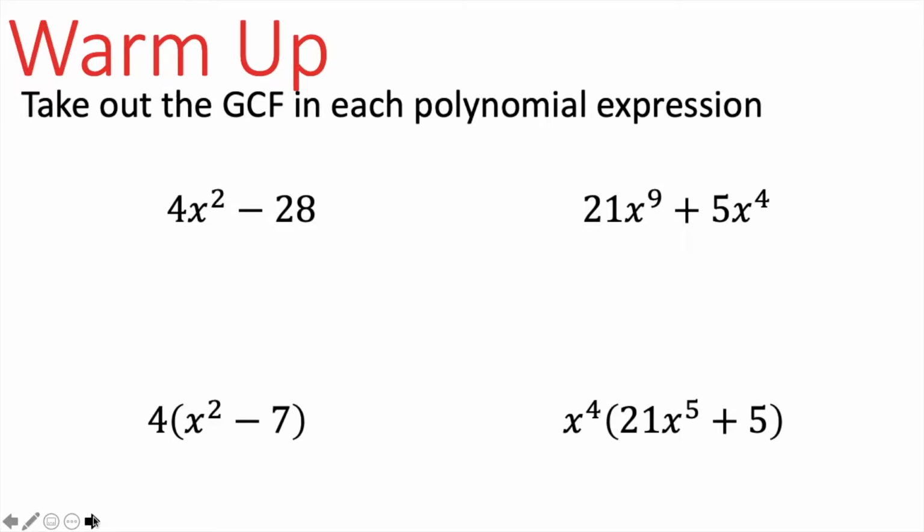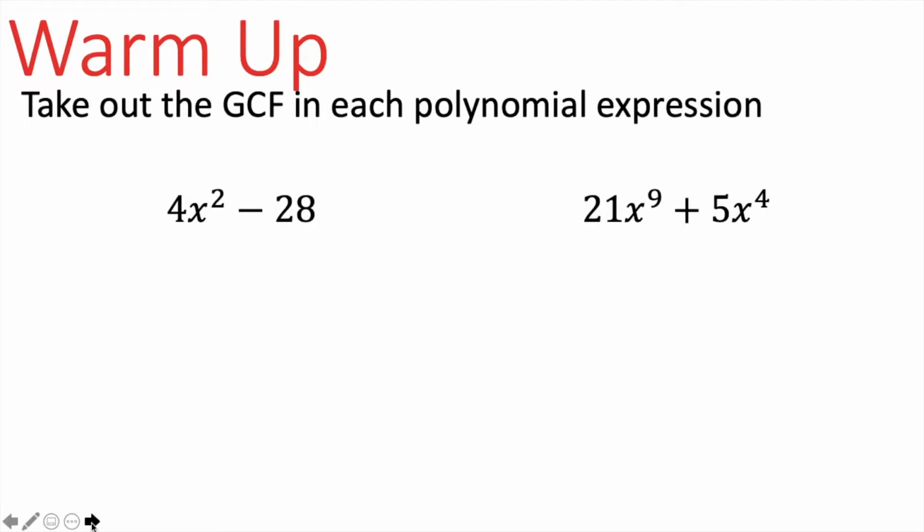All right, so hopefully you paused it and tried it. Your 2 answers should be 4 parentheses x squared minus 7. So this is the equivalent expression after taking out your GCF of the original problem. For the second one, you could have taken out x to the 4th, leaving you with 21x to the 5th plus 5 inside the parentheses. So if you had these correct, go ahead and fast forward to the lesson. If you need to see how these problems work, then stay on and I will explain these step by step.